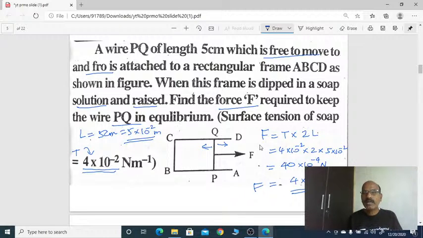Here why we multiply by 2? Because the soap solution, whenever we dip it there, has 2 free surfaces. So twice L. So this is the correct answer. We'll move to the next one.